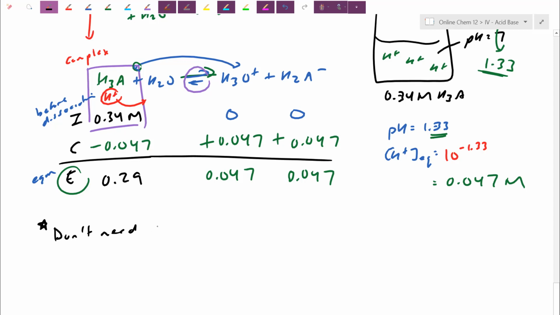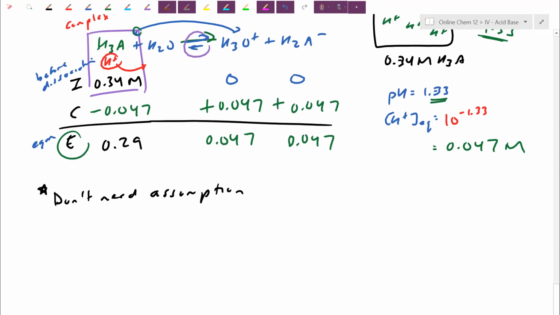We don't need the assumption because there are no x's involved, and there's no simplification of math here. I can just subtract the number. In fact, even if you tested it, maybe my assumption wouldn't be valid anyway. If I tried 0.34 minus the x, the 0.047 that I actually went over, 0.047 is pretty tiny in comparison to 0.34, but this actually gave me 0.29. Depending on your relative context, 0.29 is different from 0.34, so it may not be a valid assumption.